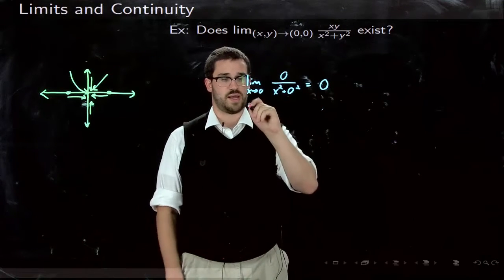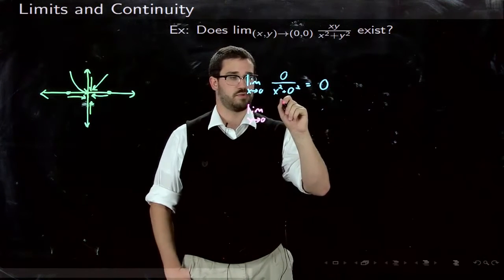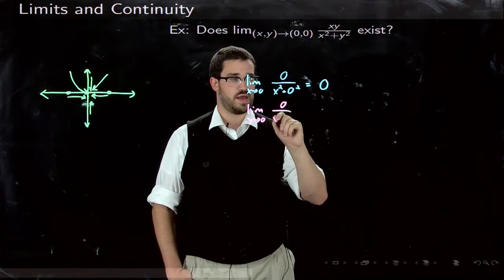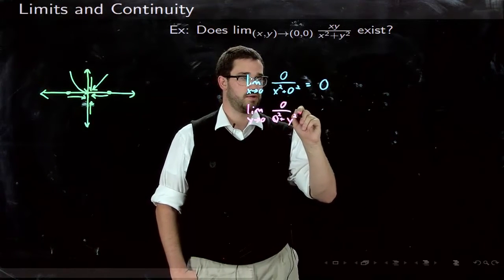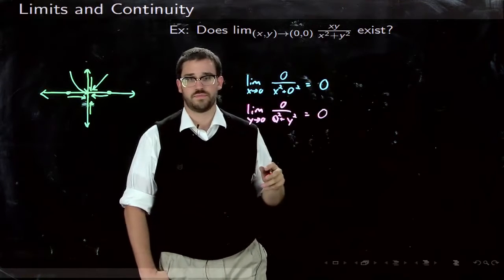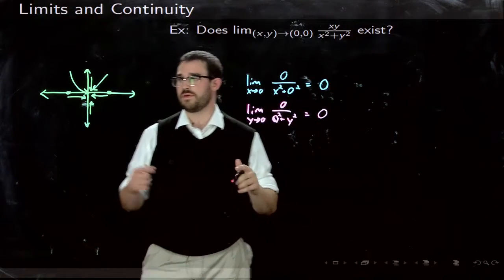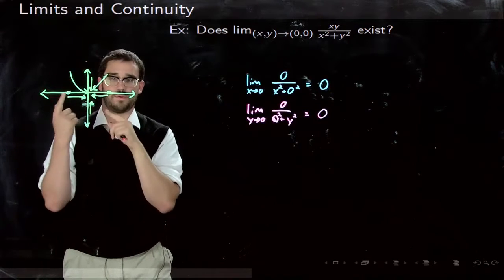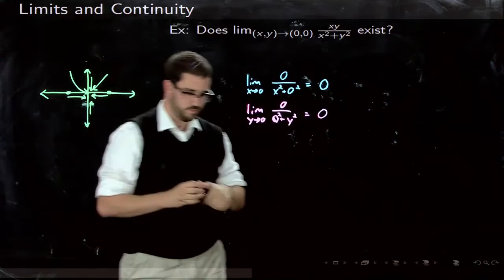So let's do y. The limit as y goes to 0 of 0 over 0 squared plus y squared. Oh, that also equals 0. So does the limit exist? You may think yes, but remember, there are so many ways to approach. Let's think of it from a different perspective.